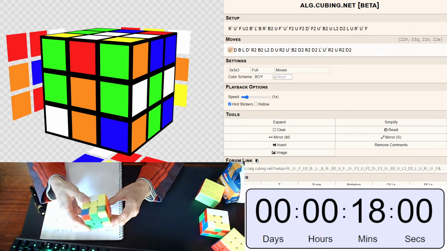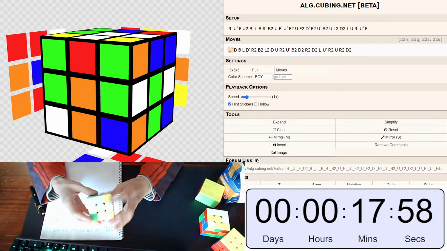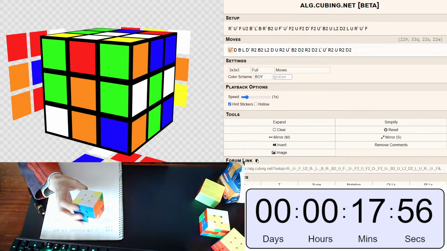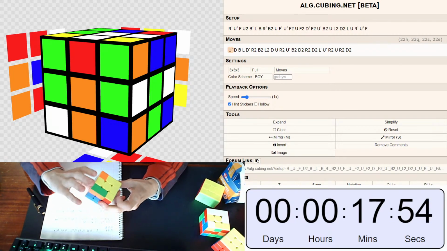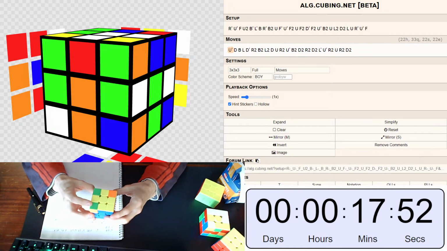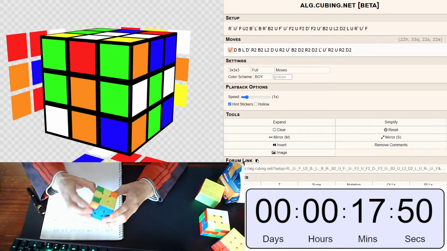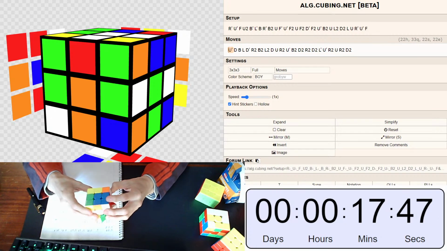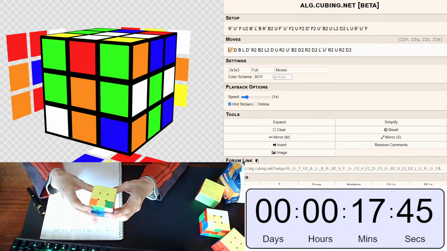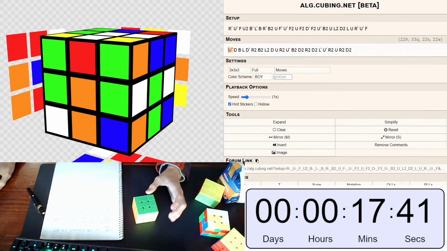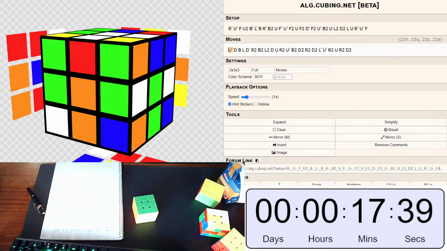B2? No. Okay, so this doesn't work. None of these insertions are good. So I will solve the cube and try the next one. And sneeze.